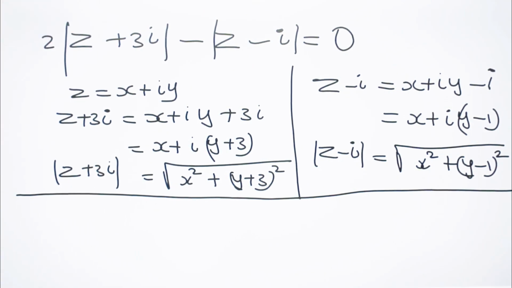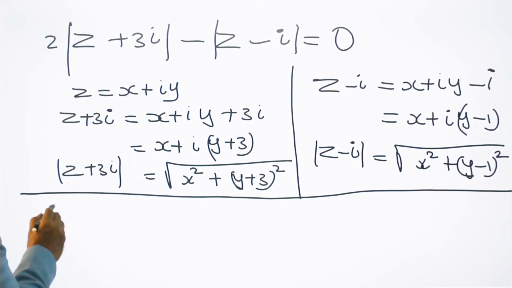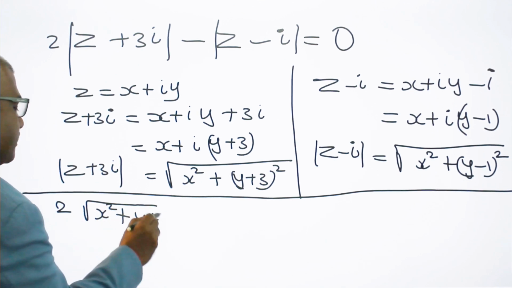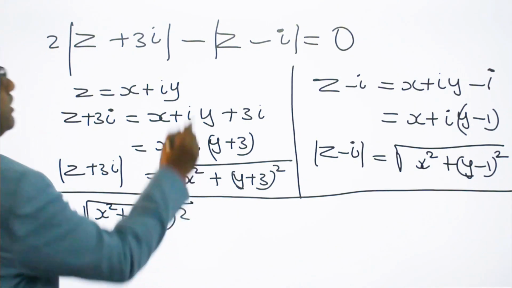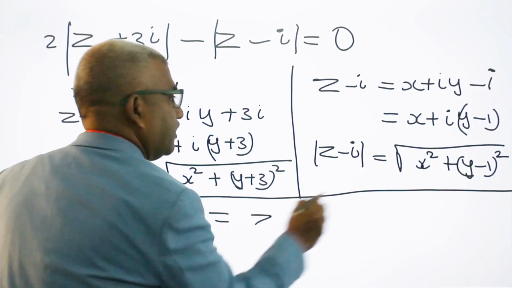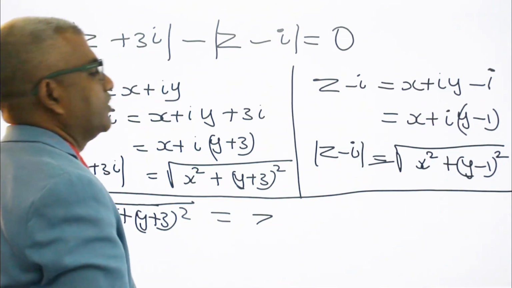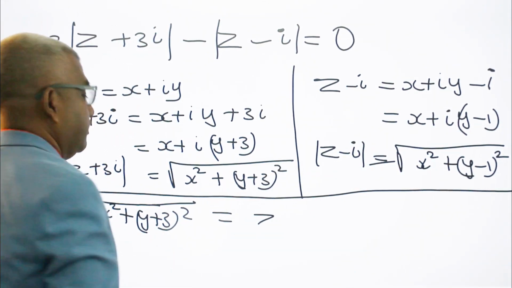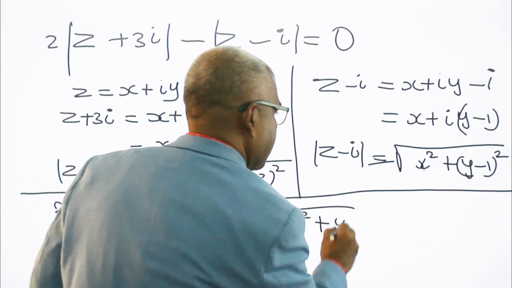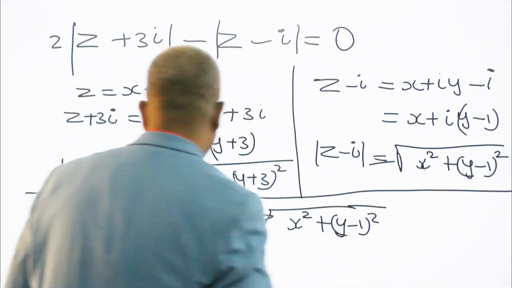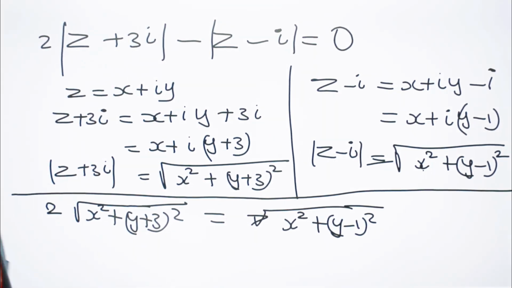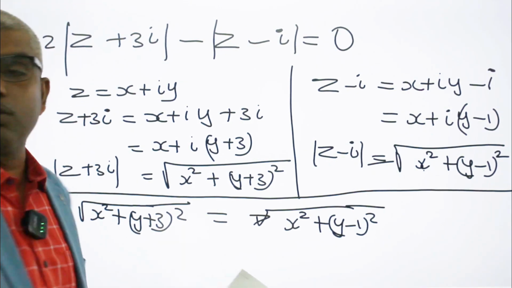Now I am making the equation: 2 times the square root of x squared plus (y plus 3) whole squared. This minus the modulus of z minus i, I am changing to the right hand side direction, so it moves to the right side: the square root of x squared plus (y minus 1) whole squared. Okay, now square it on both sides. Why are we squaring? To remove the square root.